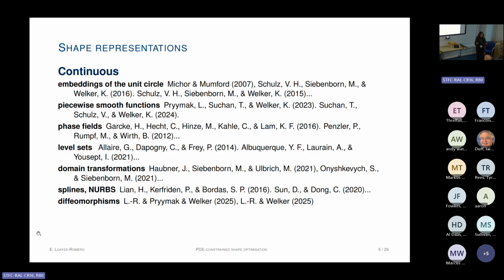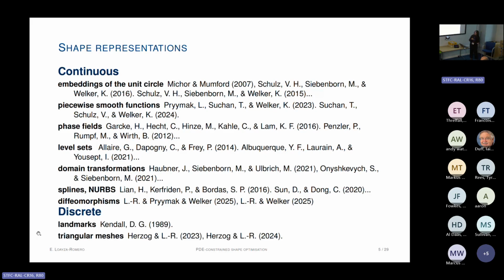You can also represent shapes in terms of splines, or you can say, okay, my shape is going to be, for example, an embedding of the unit circle into the plane, or I can think about diffeomorphisms representing shapes. So depending on what representation you choose, you have a different mathematical framework to solve this.